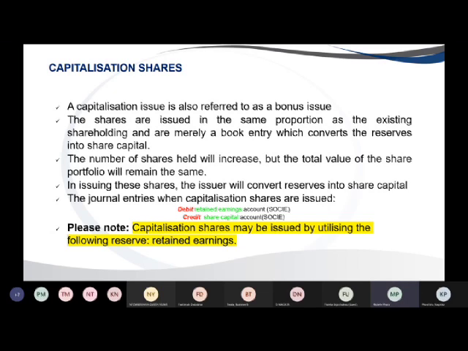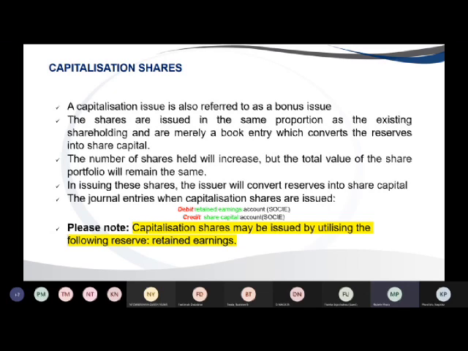So basically it says the number of shares that are there, because it's an issue. Remember, once you've got an issue, you're working towards your authorized share capital hitting the limit there. So the number of shares will definitely increase, but the total value of the share portfolio will remain the same. So we're doing some mix and match. It's more of a maths literacy now. In issuing these shares, the issuer will convert the reserves into share capital, because you had so much of this. So you're trying to change that into shares.